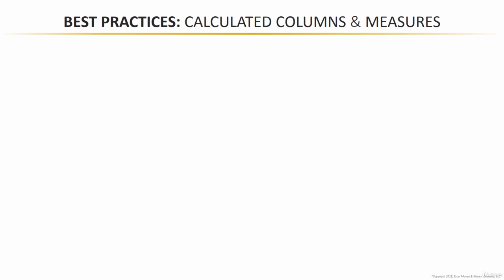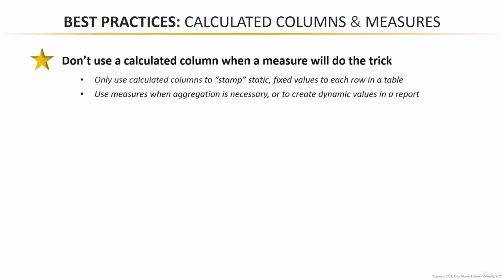All right, let's take this DAX section to the finish line with some best practices. First, don't use calculated columns when measures will do the trick. So only use calculated columns when you're looking to create new data and actually stamp static fixed values to each row in a table. On the other hand, use measures when aggregation is necessary or to create dynamic values to use in a report or a visual.